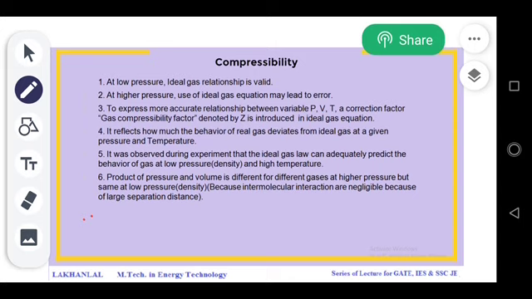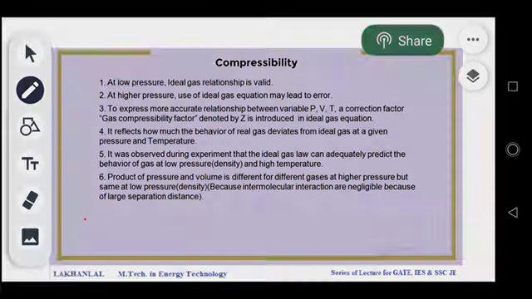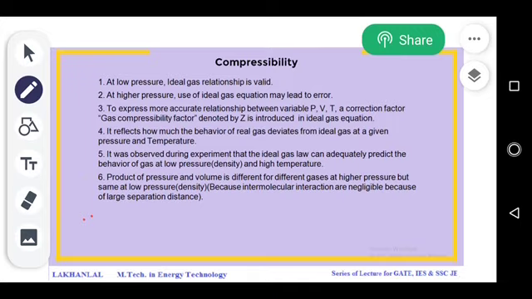So this compressibility factor is basically a measure of what? How much the behavior of the gas deviates from its ideal behavior. If it deviates more, then the compressibility factor deviates more from 1. And if the gas behaves ideally, then the compressibility factor is going to be 1. And if it behaves non-ideally, then it is either less than 1 or greater than 1.